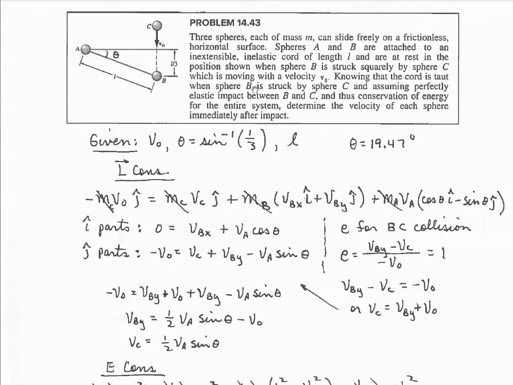And knowing that the cord is taut when sphere B is struck by sphere C, and assuming perfectly elastic impact between B and C, and thus conservation of energy for the entire system, it wants us to determine the velocity of each sphere immediately after impact.